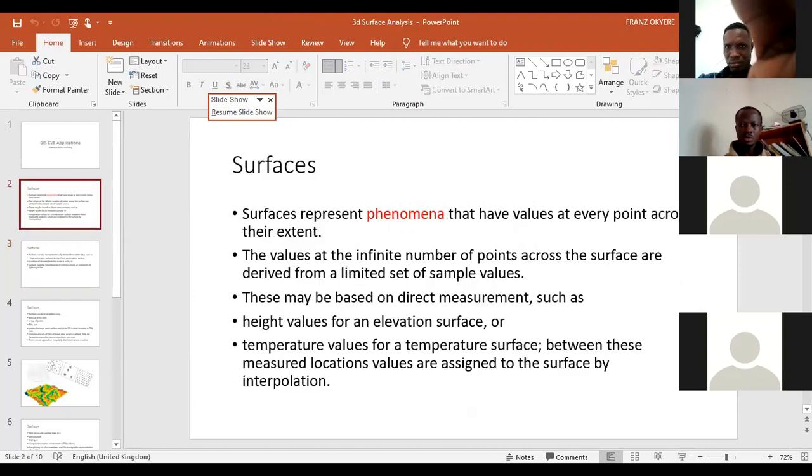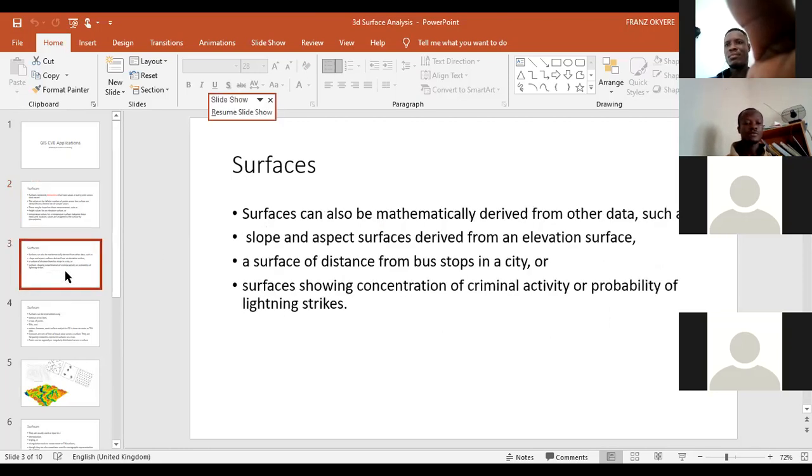All right, so let's look at this definition again. A surface represents phenomena that have values at every point across their extent. So there's got to be a value everywhere. Are you okay? There's got to be a value everywhere. So you are going to have some sort of interpolation done.